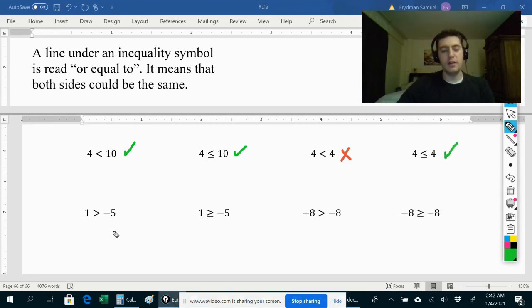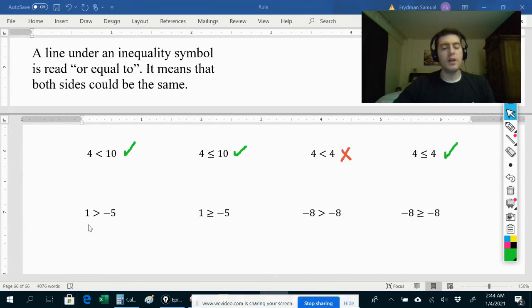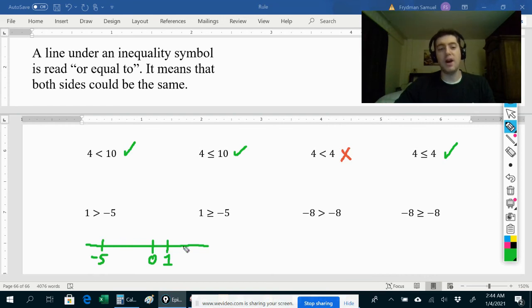Okay, now over here we have 1 is greater than -5. Is that a true statement? Well, let's think about a number line. On a number line, if this is 0, then 1 would be over here, and -5 would be somewhere over here. So 1 is further to the right on the number line, which means that 1 is greater than -5. In fact, any positive number would be greater than any negative number because all of the positive numbers are further to the right on the number line than all of the negative numbers. So this is a true statement.